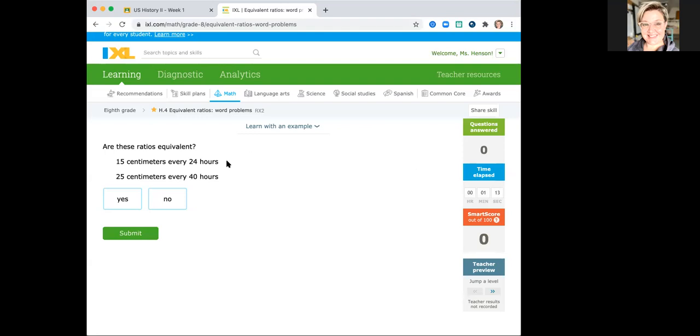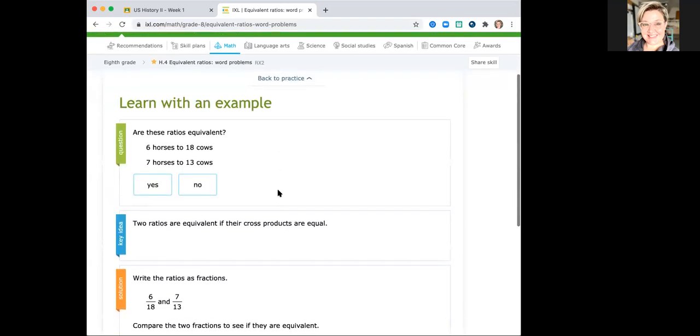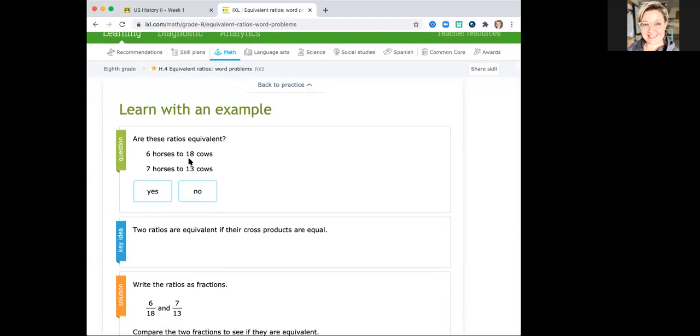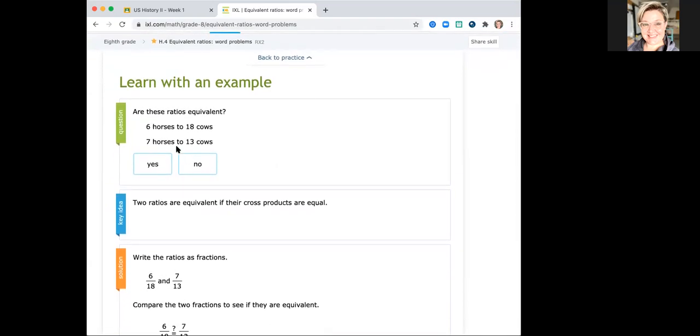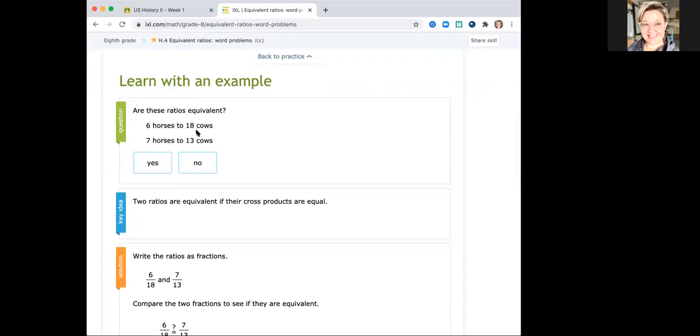This is an example of one of the questions that you might get. When you first log in, you're going to see this learn with example, which we'll look at, but let's look at the question first. Are these ratios equivalent? 15 centimeters every 24 hours, 25 centimeters every 4 hours. We know that the unit is the same, so we can write these as ratios like we have been and solve the same way. For this example, it's a different word problem, with 16 horses to 18 cows and 7 horses to 13 cows.